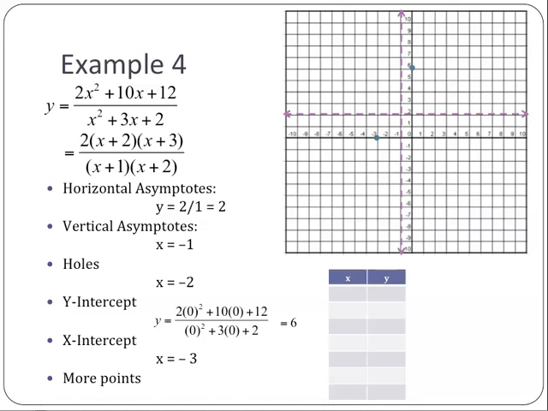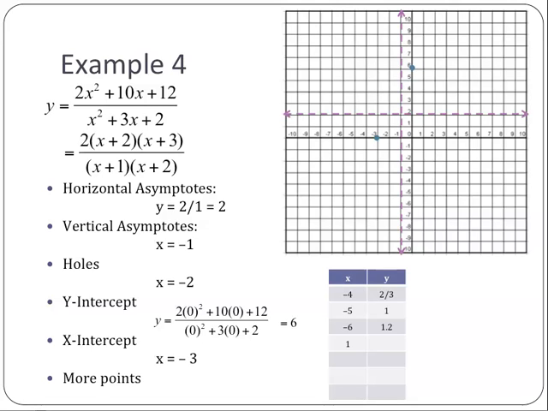Now, if you still want to, you can feel free to create a table. So say we want to know what happens at -4, plug that in. We get y equal to 2/3, so that's about 0.6. -5, we get 1. Plug in -6, we get 1.2. So now you can see how it's getting closer and closer to that horizontal asymptote.